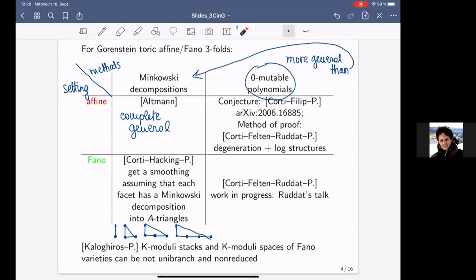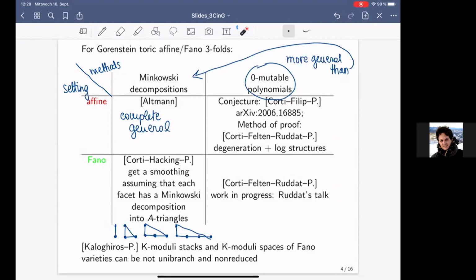And then we hope, with the same group of people, that this method can be globalized to treat Fano threefolds. And this is a method which is more general than the previous column, and probably, hopefully, can be generalized more easily to fourfolds or to higher dimensions.